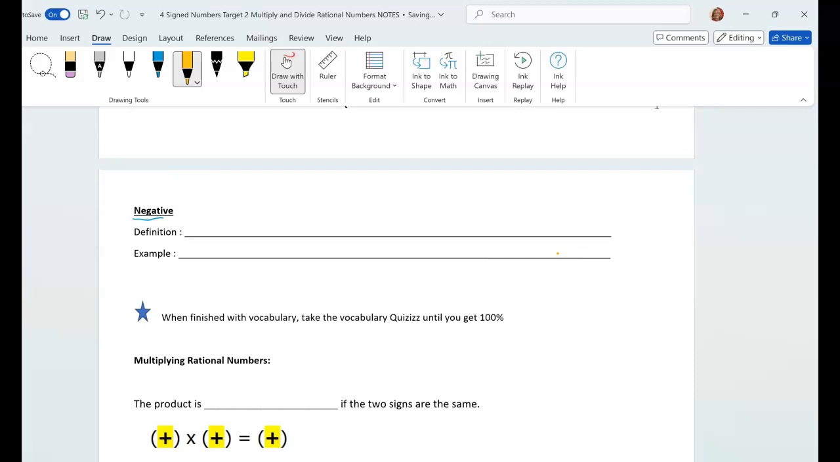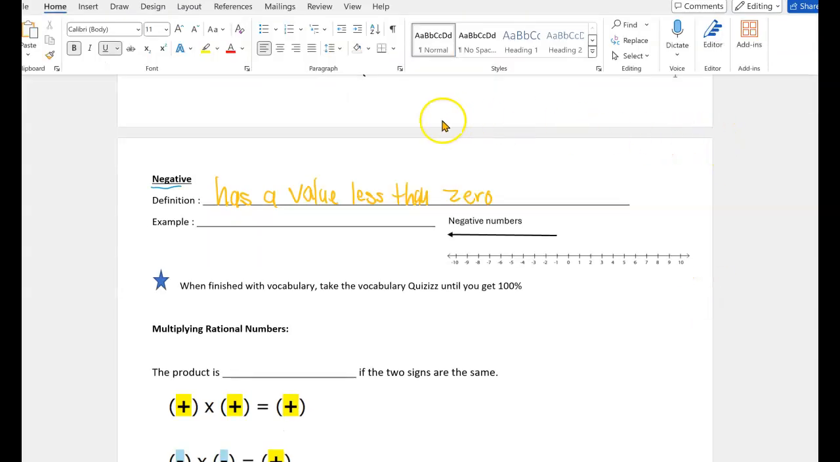Okay, so negative, our last vocabulary word. The definition is it has a value less than 0. And here is our lovely number line. And so it's numbers basically to the left of 0 are negative numbers. And there we are.